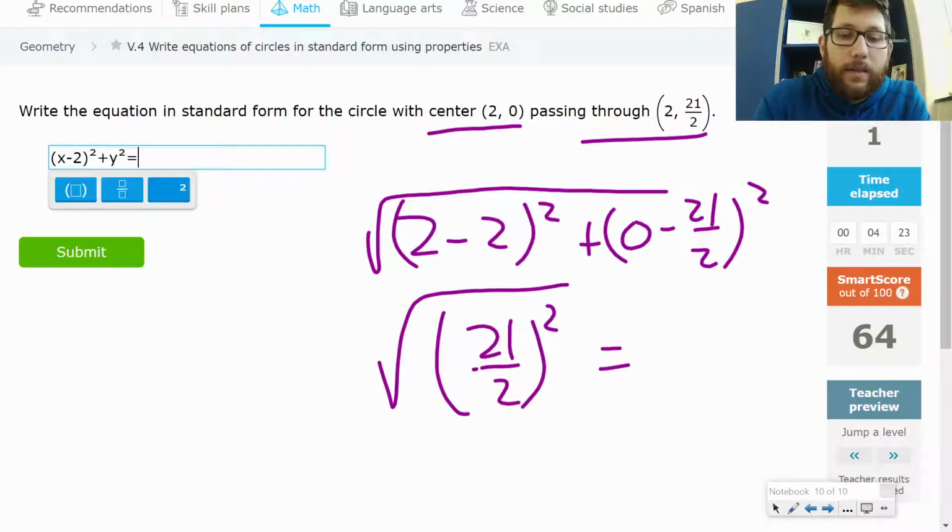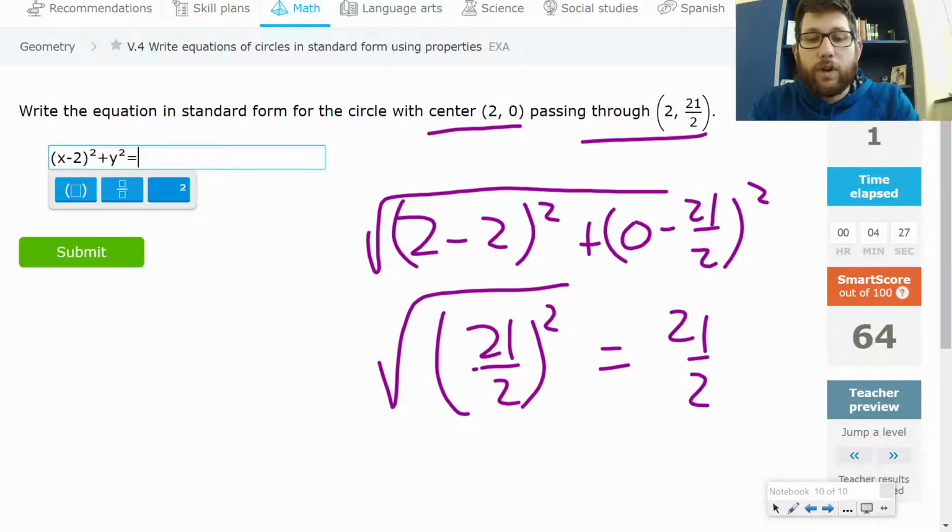Well, wait a second. That's just going to be 21 over 2. So notice, in this case, because my x values are the same, the distance actually just comes out to the distance between my y values, from 0 to 21 over 2. That's my radius there. So to write that out, I can either square it, or let's just write it out.